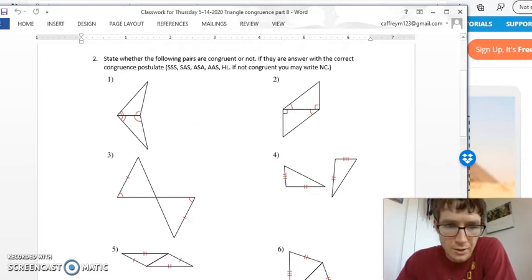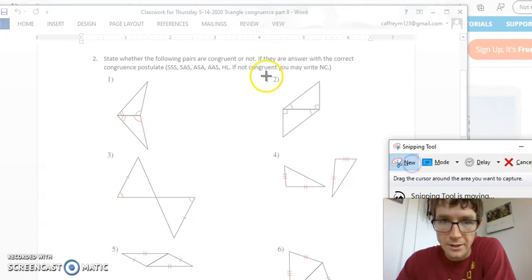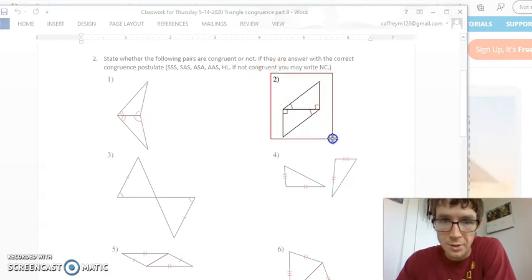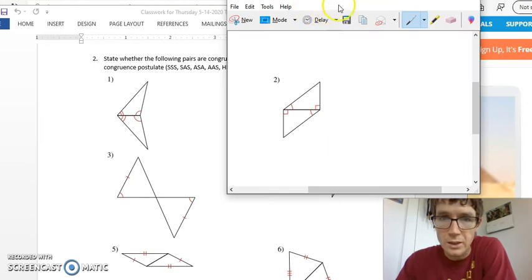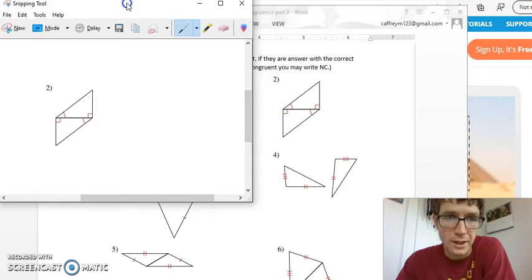Okay. So I think I'm going to do 2 and 3 with you guys. There are 10 problems here total. So I want you guys to do 1 and then 4 through 8.